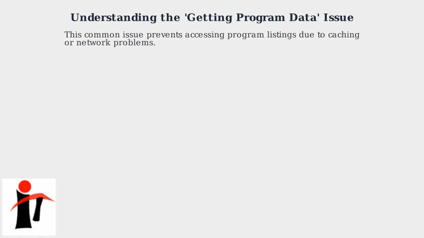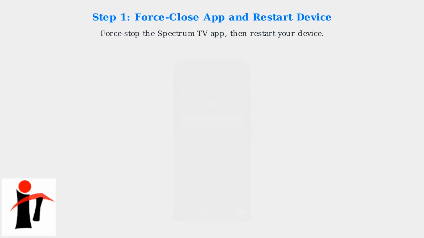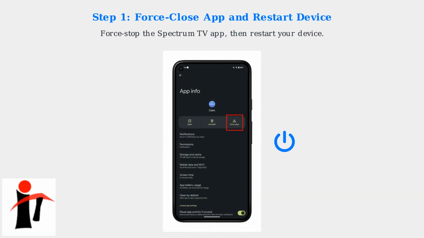Encountering the Getting Program Data message indefinitely on the Spectrum TV app is a common frustration. This issue primarily arises from problems with caching and network connectivity, preventing the app from retrieving program listings and user preferences. To immediately address this, start by force closing the Spectrum TV app and restarting your device.